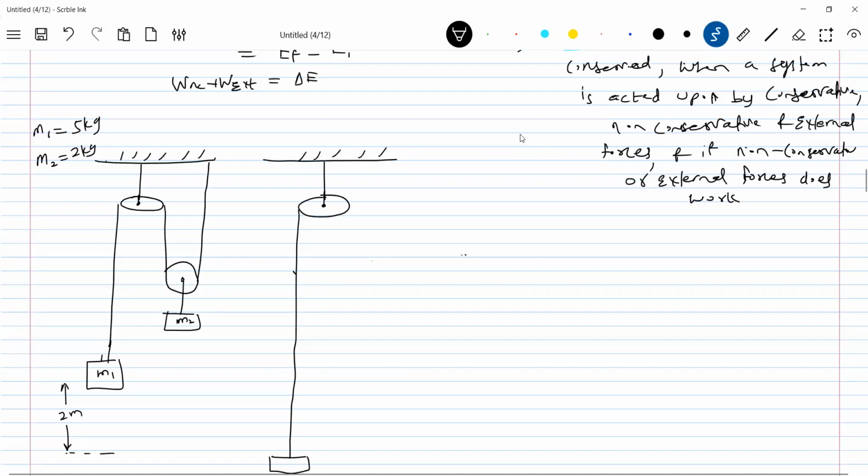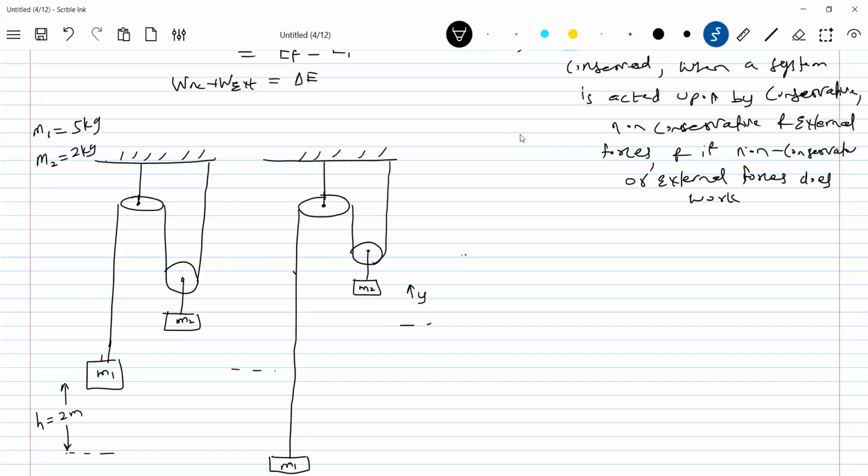Descended by how much? H equal to 2 meter. Now this has ascended by a distance, say y. Now you know enough laws of motion ideas, no? With that, what happened now? You can calculate the speed of the blocks.